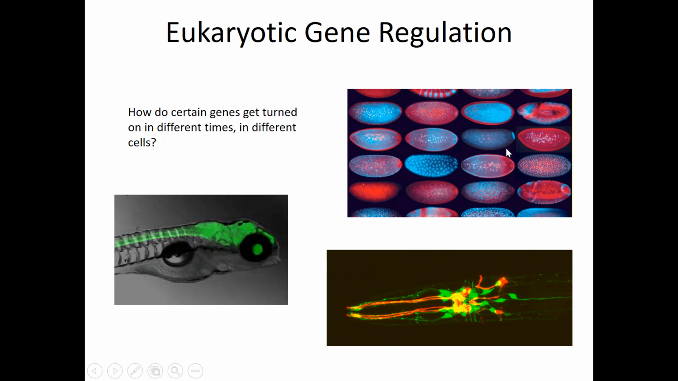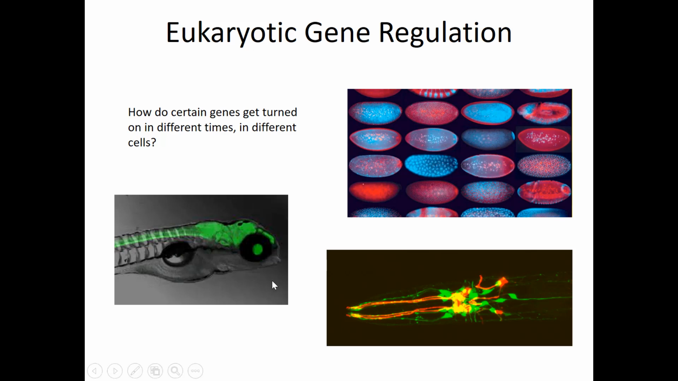Here are images of various yeast cells that are expressing different genes. And using fluorescent labels, you can see different activity going on in these different cells based on which genes are being expressed and at what level.